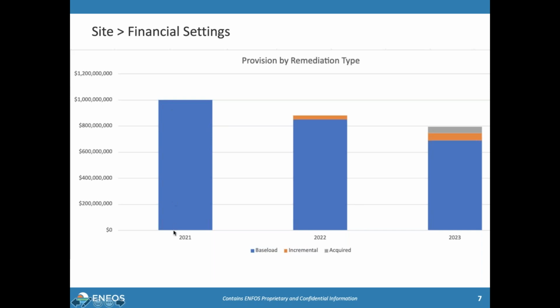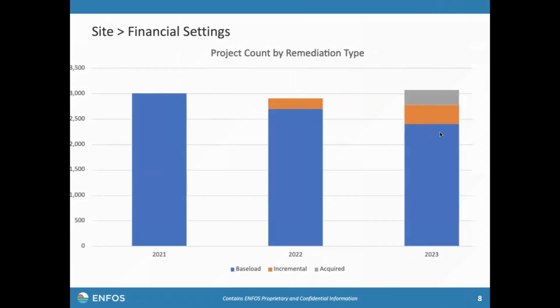So in 2021, we can see it's all baseload, but as time goes forward, you can see some of my reserve is for incremental projects, and more for incremental and acquired. So my baseload is going down, but I am adding to my reserve for both incremental and acquired. And I can tell a similar story for my spend or my project count, right? Here's my project count. So it's a great way to tell a story at your AOCs and really define them as either the starting point, baseload, or incrementally added or acquired.